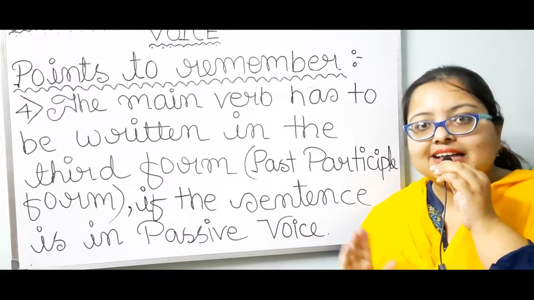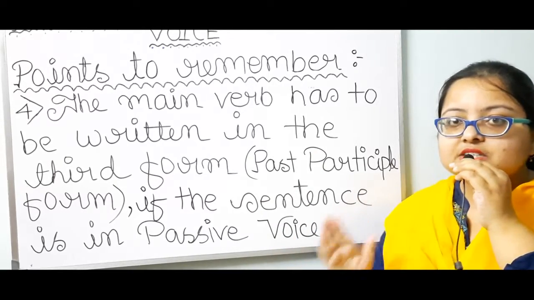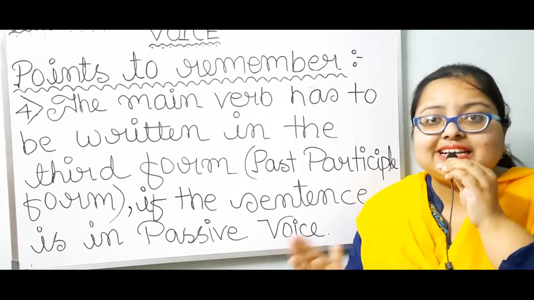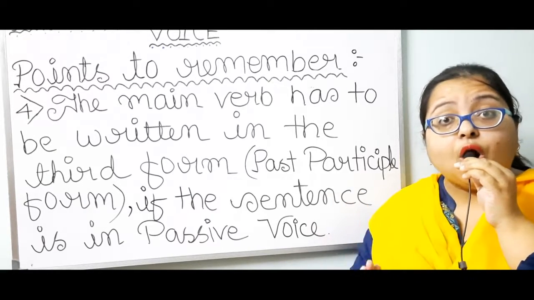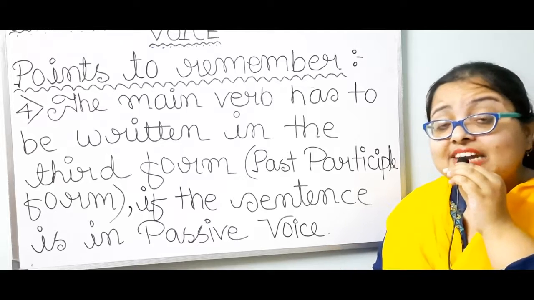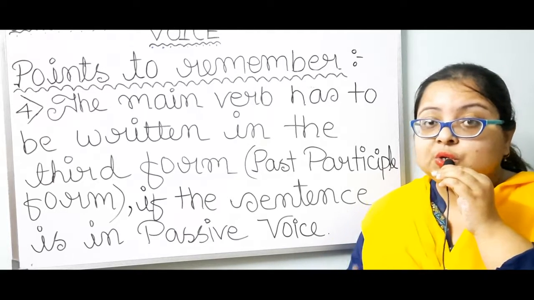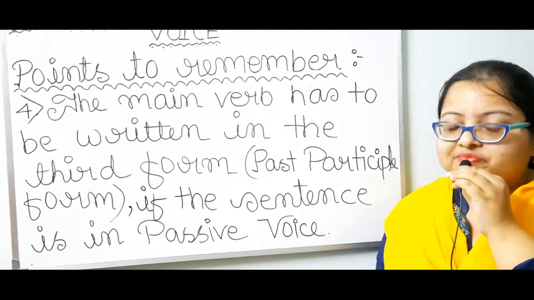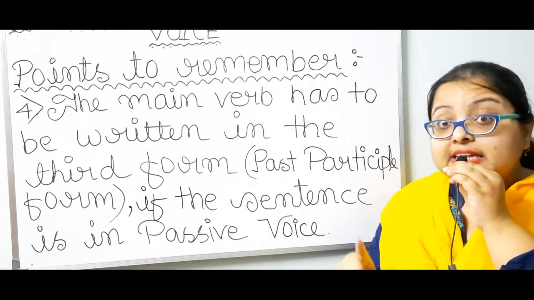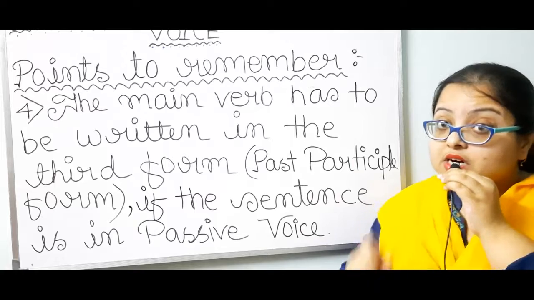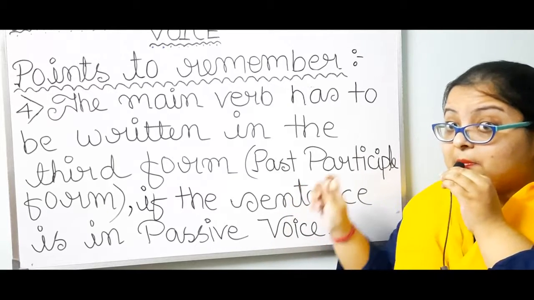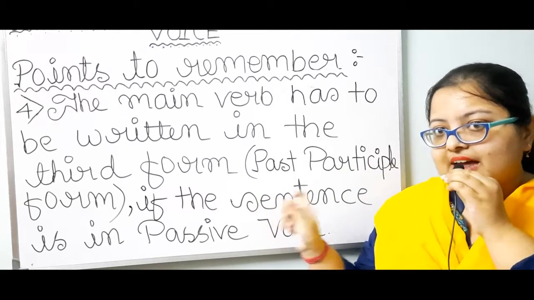First form, as all of you know, is also known as the present form, original form, base form or root form. Second form is known as the past form, and third form is known as the past participle form. So the third form of the verb, meaning the past participle form of the verb, has to be written.